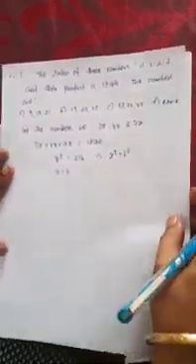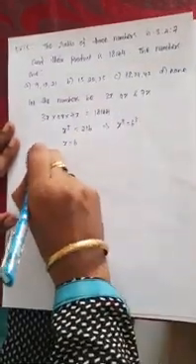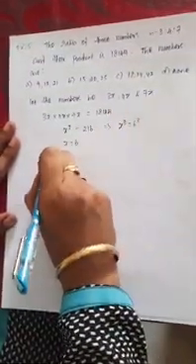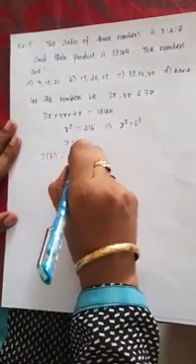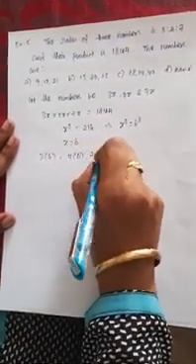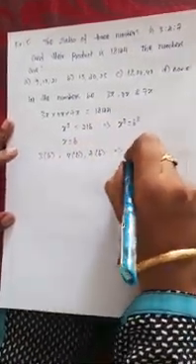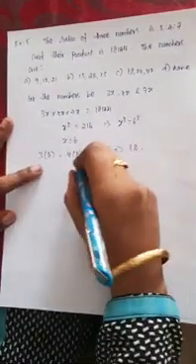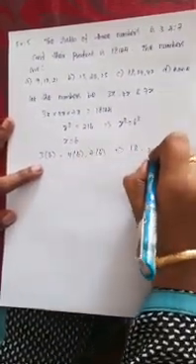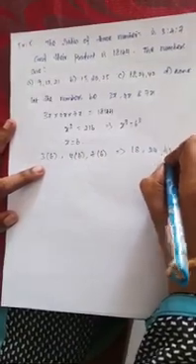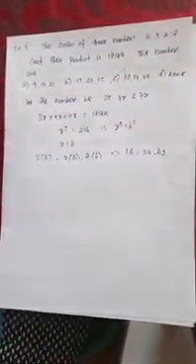So the numbers are 3 into 6, 4 into 6 and 7 into 6, that is 18, 24, 42. So answer is C.